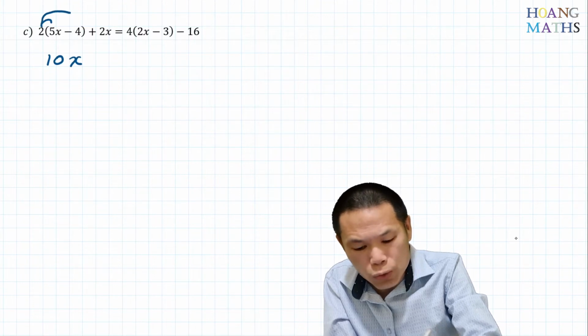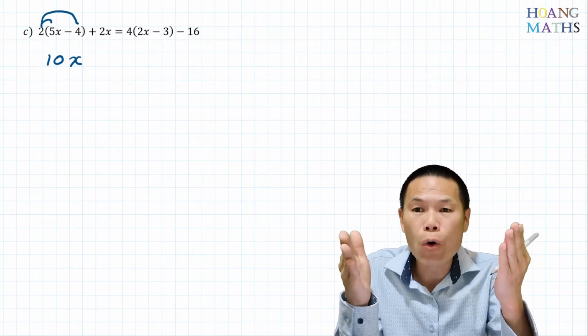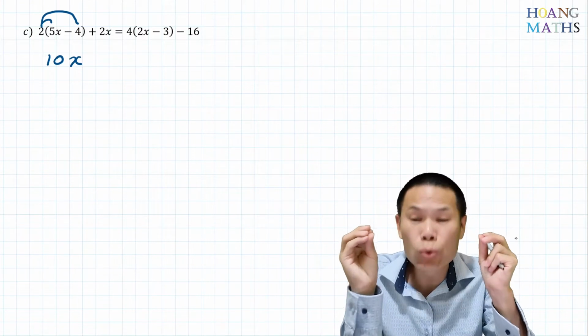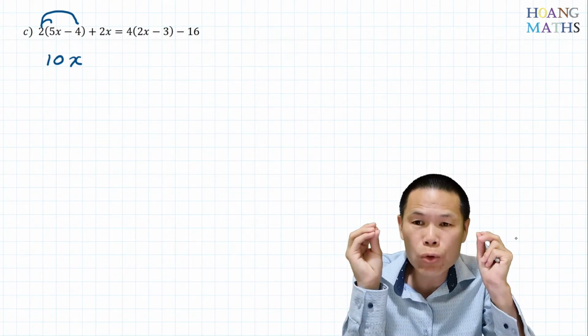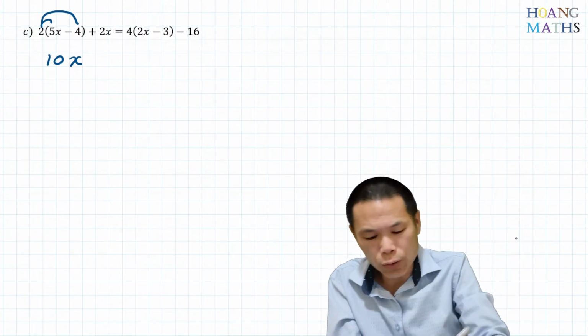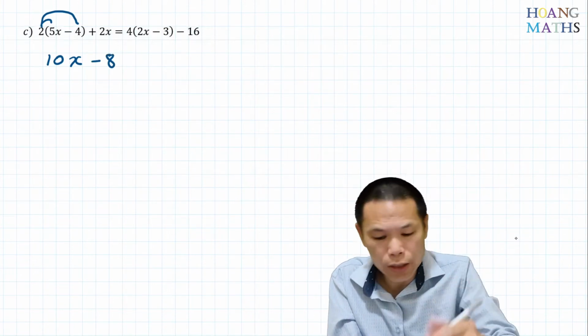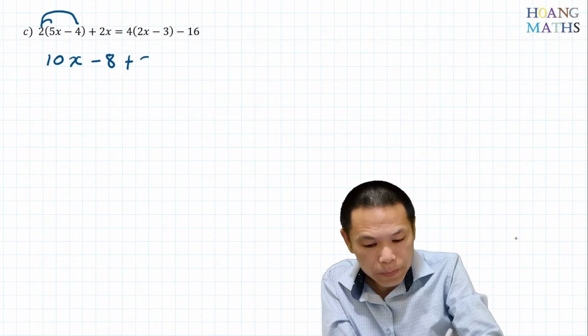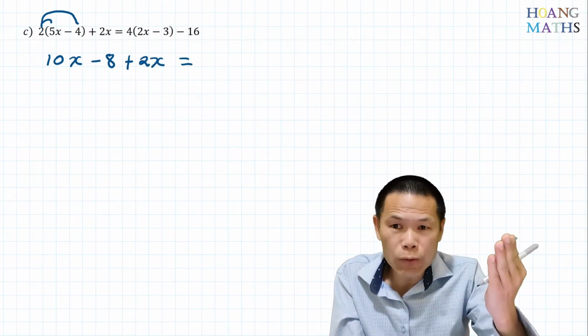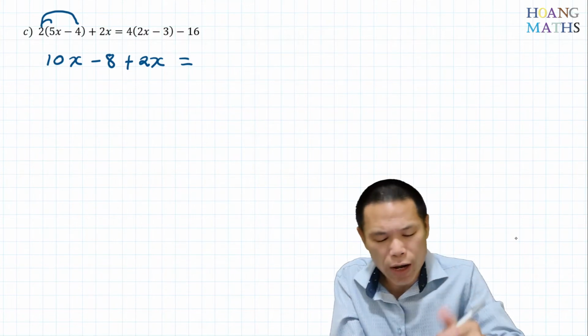And then we go 2 times negative 4. So you just put in the calculator 2 times negative 4. Should give you negative 8. So we just write minus 8. And then 2x, I just write this down. There you go. So now on the right hand side, again, we just need to expand the brackets first.